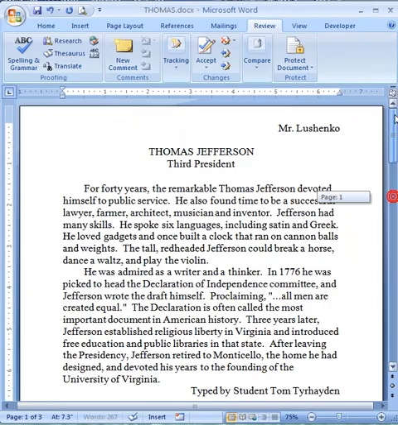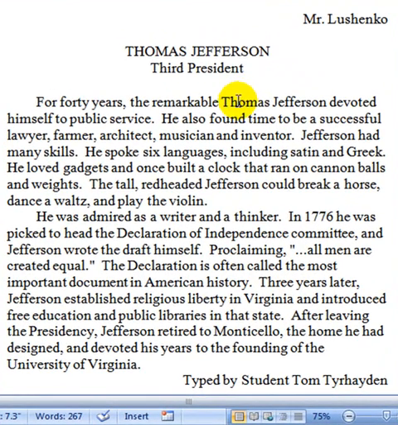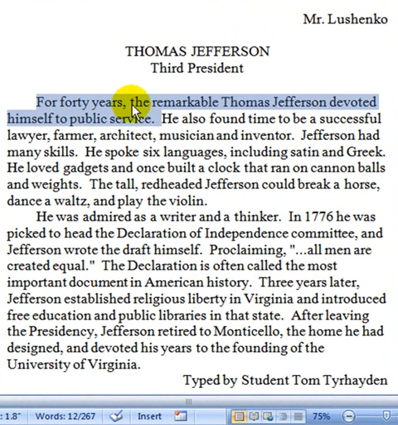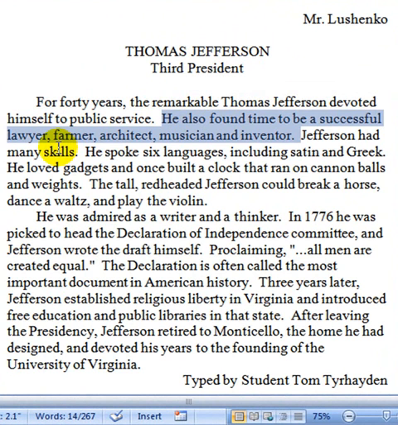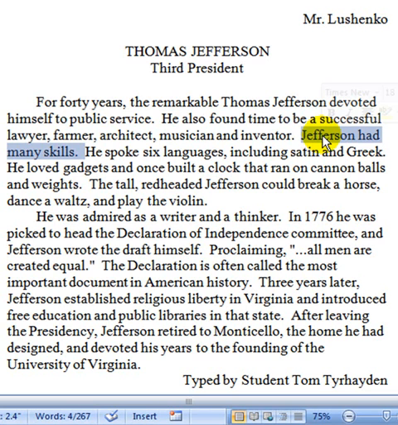There's one more thing I want to talk about with spell check, and that is the limitations of spell check. Let's look at the top a minute, and let's look at these sentences. It says Thomas Jefferson, 3rd President. It says for 40 years the remarkable Thomas Jefferson devoted himself to public service. Seems right. He also found time to be a successful lawyer, farmer, architect, musician, and inventor. Jefferson had many skills. That seems right.